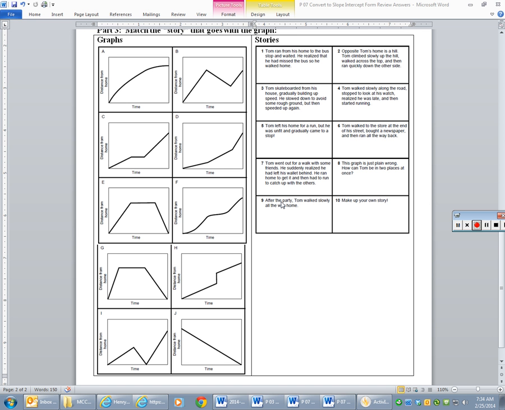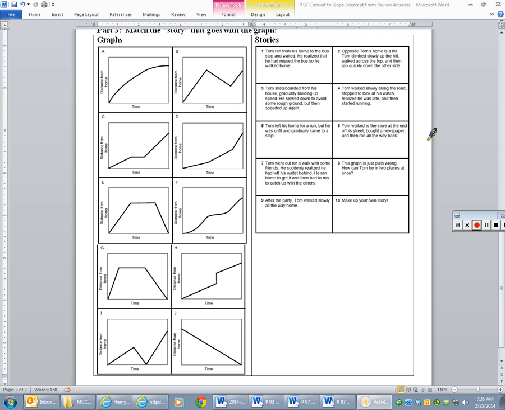Alright, so let's talk about stories and graphs. Our goal here is we have all these different sketches of graphs, and then we have all these different stories, and we're trying to align each one of the stories with a particular graph. So, let me just run through all the graphs and explain what they're kind of showing, and then we'll start matching the stories up to them.